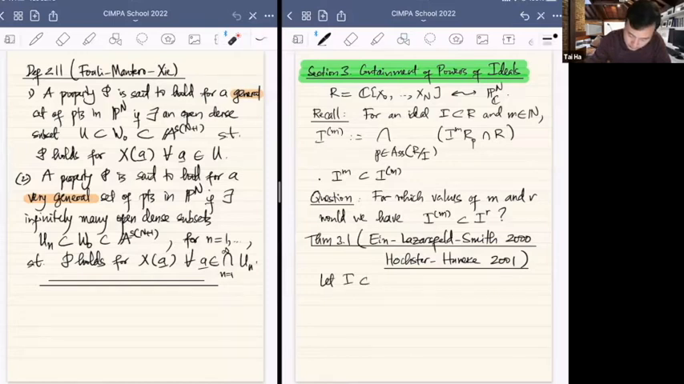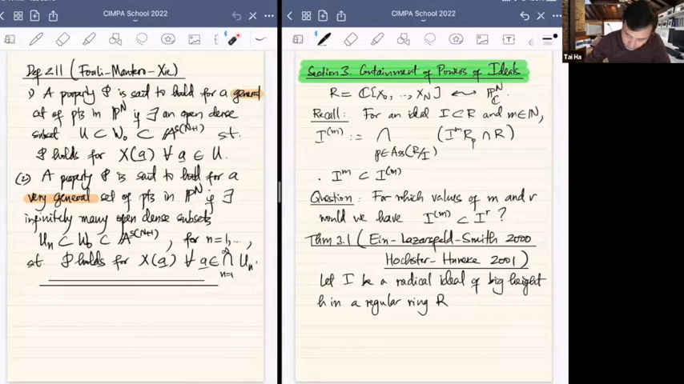maybe I should write in a more general setting, let I be a radical ideal. So again, they focus on radical ideals of big height h in a regular ring R. Then for all r being a positive integer, we have the following containment: the symbolic hr power of I is contained in I to the r.